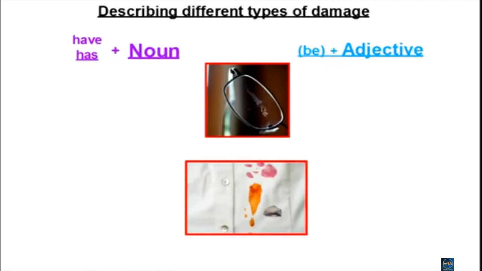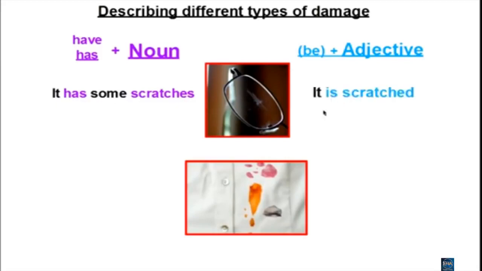So let's look, we remember these glasses that the woman supposedly bought. What was the problem? Well, you could say it with a noun. You could say, it has some scratches. Notice I'm using has and the noun, scratches. So these are scratches. It has scratches. But I could also use an adjective to describe this damage, and I could say, it is scratched. Or it has scratches.